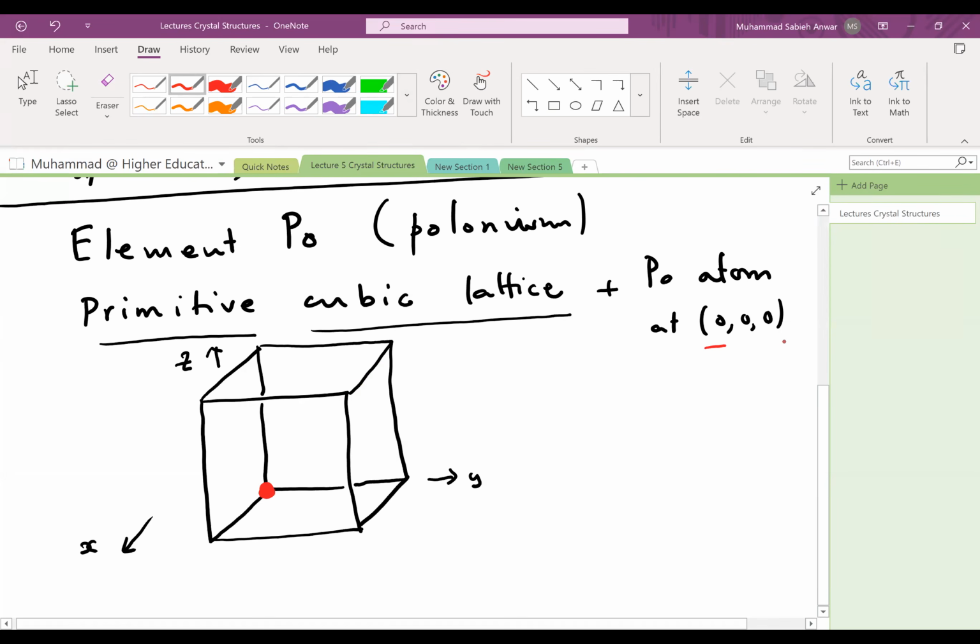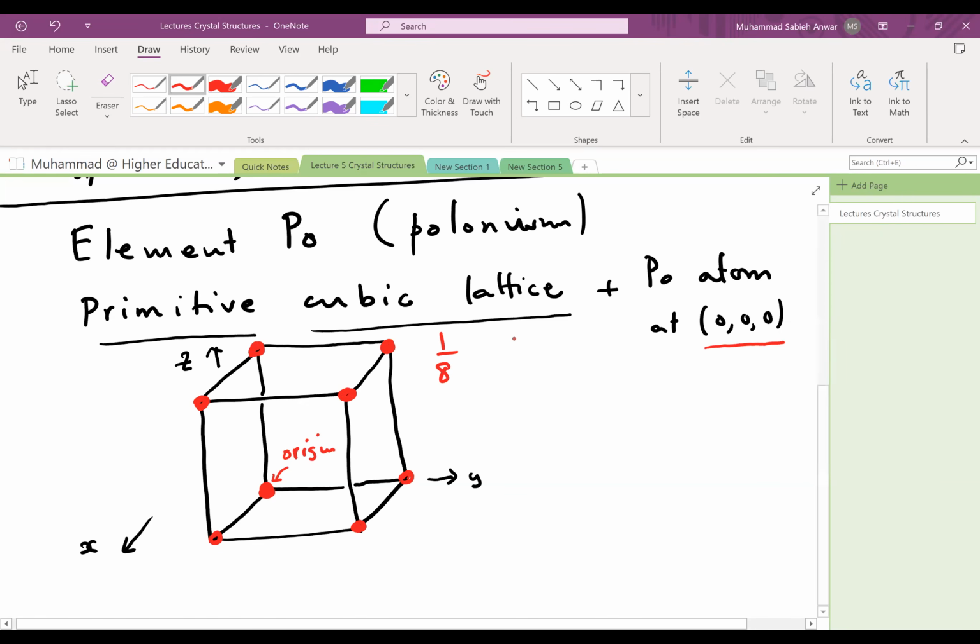And this location 0, 0, 0 is with respect to each lattice point. So the lattice point that I've taken is at the origin. This I've defined to be the origin, and I put a polonium atom there. And just for the sake of completeness, I could put polonium atoms at all the corners. And consider that the relative contribution of each atom in the unit cell is of the order of 1 by 8, because each corner is being shared by 8 neighboring unit cells. So this is the crystal structure of polonium.